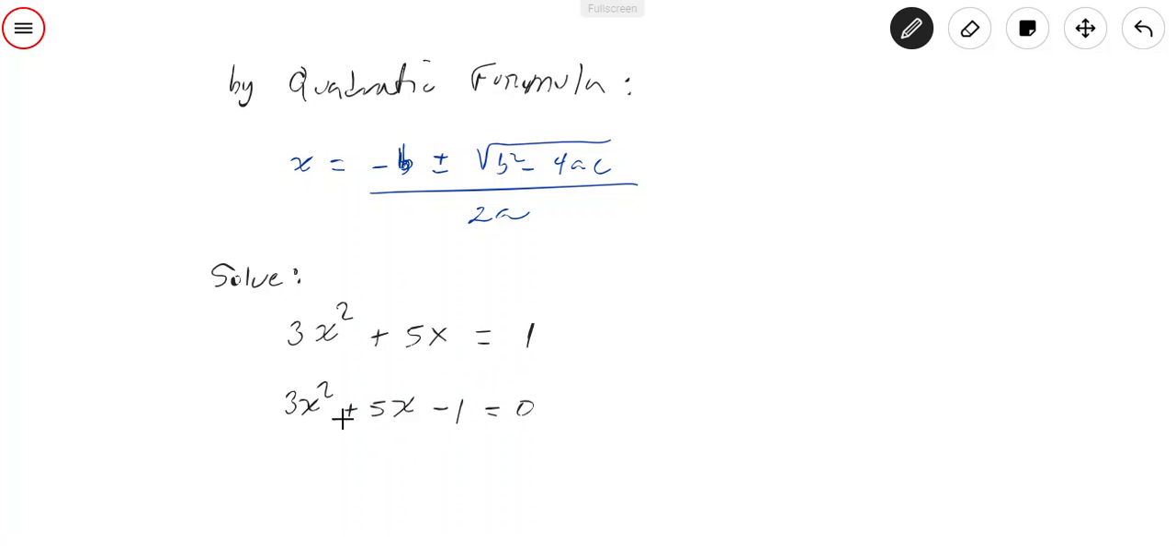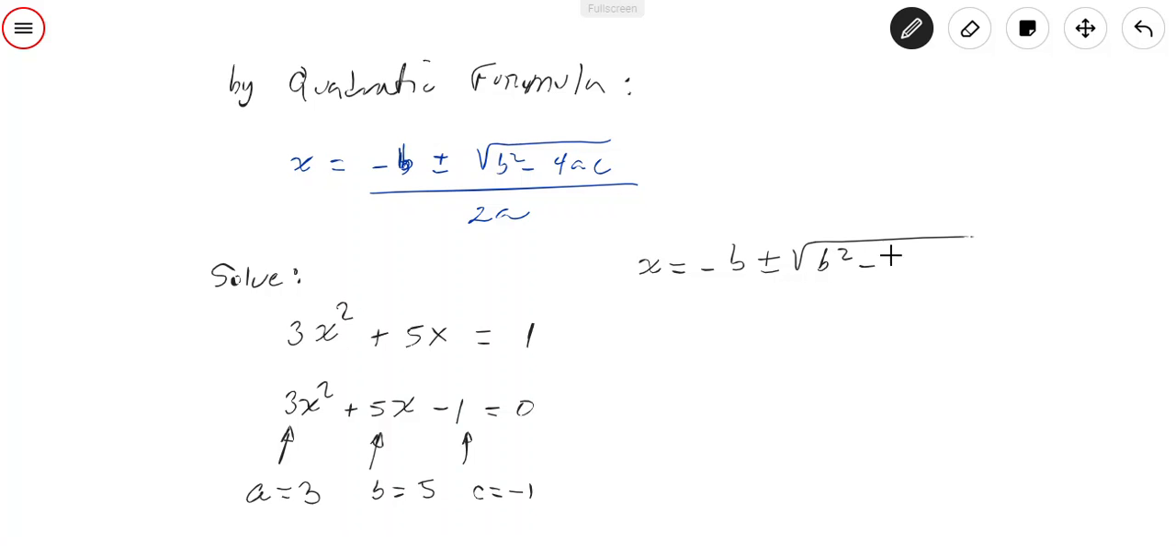Once you have the equation in this form, you identify your a, b, and c values, right? So a would be 3 here, b would be 5 here, and c would be negative 1 here. Once you identify a, b, and c, you are ready to substitute those values into your formula, negative b plus minus the square root of b squared minus 4ac over 2a.